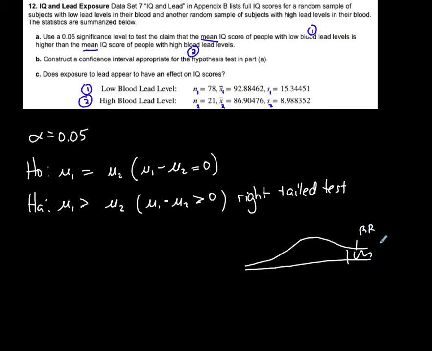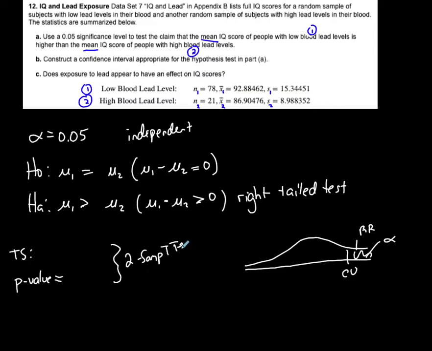Since it's only one tail, alpha's all in there, one critical value. I'm going to just find everything. So we're going to find the test statistic and the p-value. When I want a test statistic or a p-value, I use the calculator trick that ends in test. I'm comparing two means. I don't know sigma 1 and sigma 2. They're independent samples. So I'm doing a 2 sample t test, ending in test for test statistic and p-value.